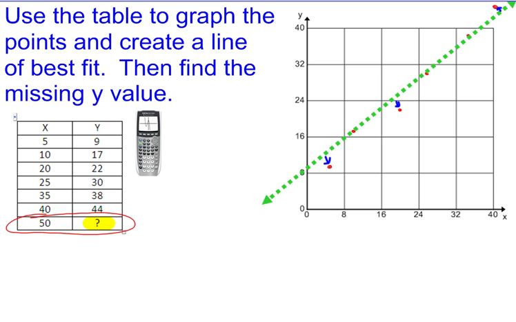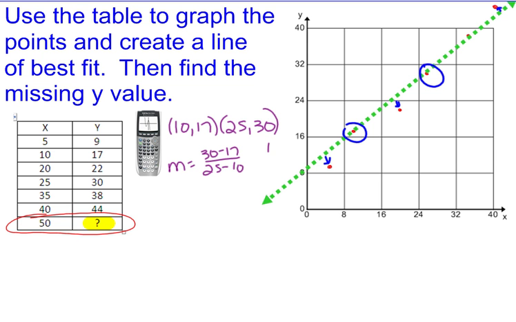So now I'm going to name a few of these points that I picked. So I'm going to go with this one and this one, just because they're the first two that I went through. So my ordered pairs that I would use for that would have been 10, 17 and 25, 30. That's those 2 points. So again, find the slope. 30 minus 17 over 25 minus 10. I would get 13/15 for my slope. I'm going to go ahead and make that a decimal, so I will use 0.87.